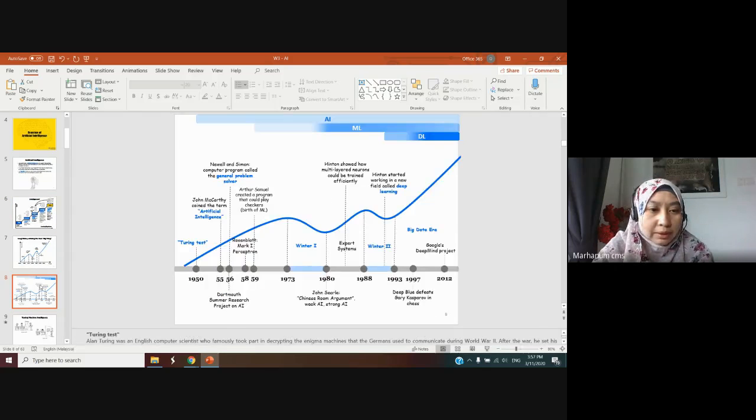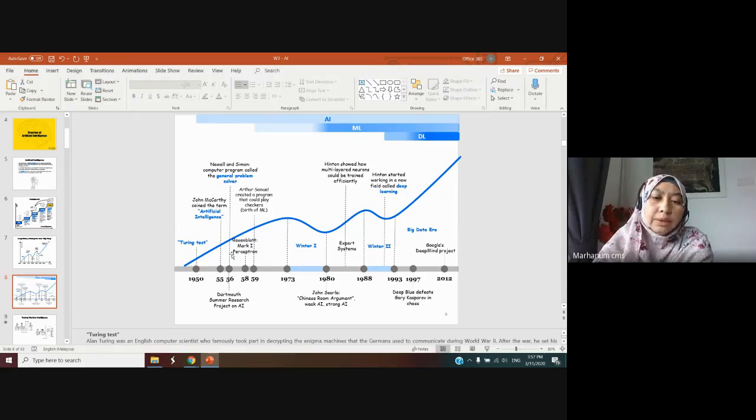But this one is the chronology of artificial intelligence. Because basically under artificial intelligence, they have subcomponents. So artificial intelligence is a broader scope, and the subsections of artificial intelligence are machine learning, and after that deep learning. So these are all the roles of the computer, the machine itself, basically to do a certain task.